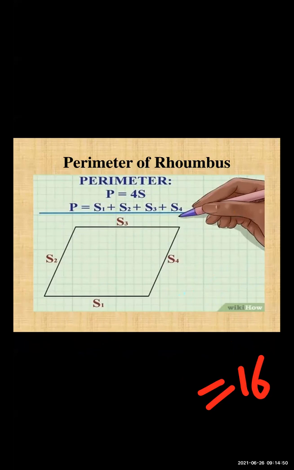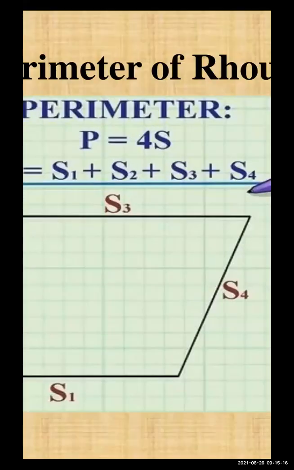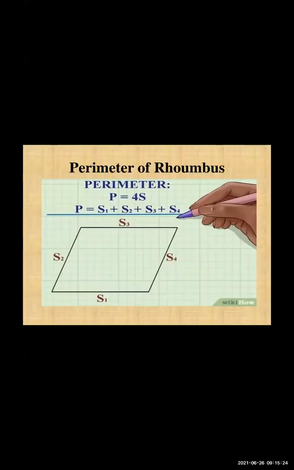Like this, you can solve the example. Whatever example is given to you, you can solve like this. Either do 4 into s for a rhombus, or you add them: 4 plus 4 plus 4 plus 4. It will be again 16 only. Or you can take 5. So 5 plus 5 plus 5 plus 5 is 20. Or 4 into 5 is again the same value, that is 20. So whatever you take, it is simple addition. P is equal to the sum of all sides, or you can do 4 into s. For a rhombus, it is possible only.